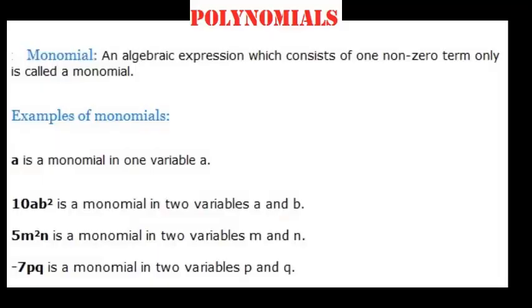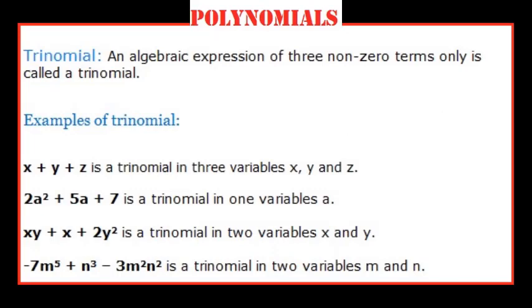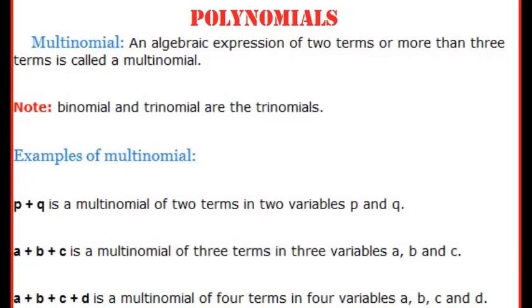First one is monomial. An algebraic expression which consists of one non-zero term only is called a monomial. Second one, binomial. An algebraic expression which consists of two non-zero terms is called a binomial. Trinomial. An algebraic expression of three non-zero terms only is called a trinomial. Last one, multinomial. An algebraic expression of two terms or more than three terms is called a multinomial. So all binomials and trinomials are treated as multinomials.